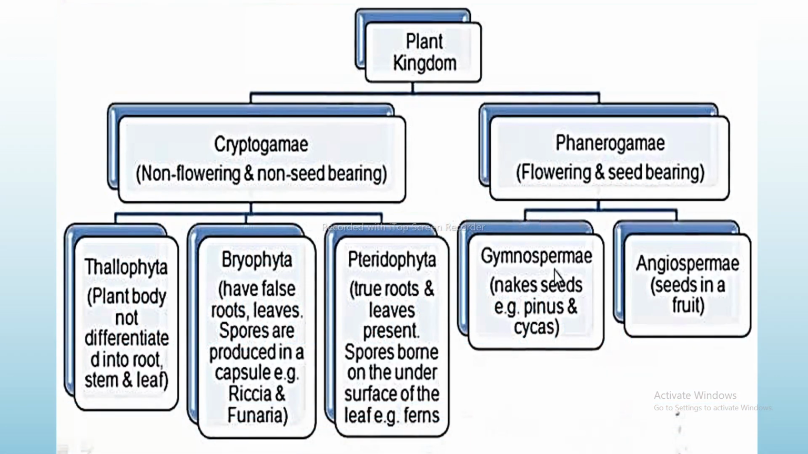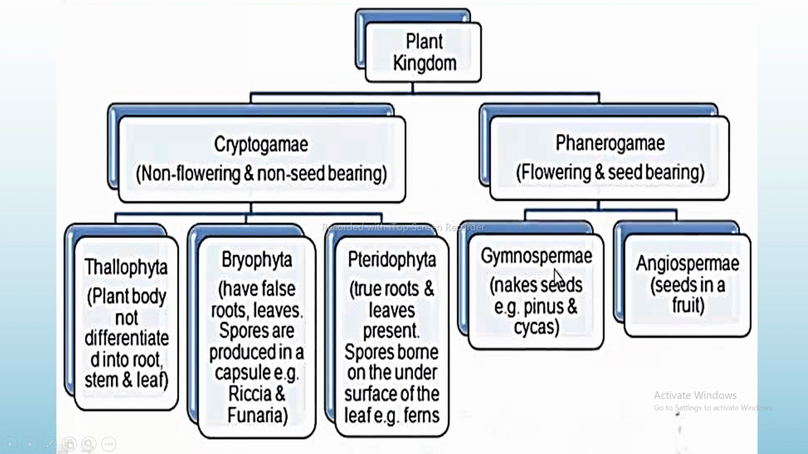This is the plant kingdom. The plant kingdom is divided into two subkingdoms. First is Cryptogamy. Cryptogamy includes the non-flowering and non-seed bearing. On the other hand, Phanerogamy includes the flowering and seed bearing. Cryptogamy is further divided into three types.